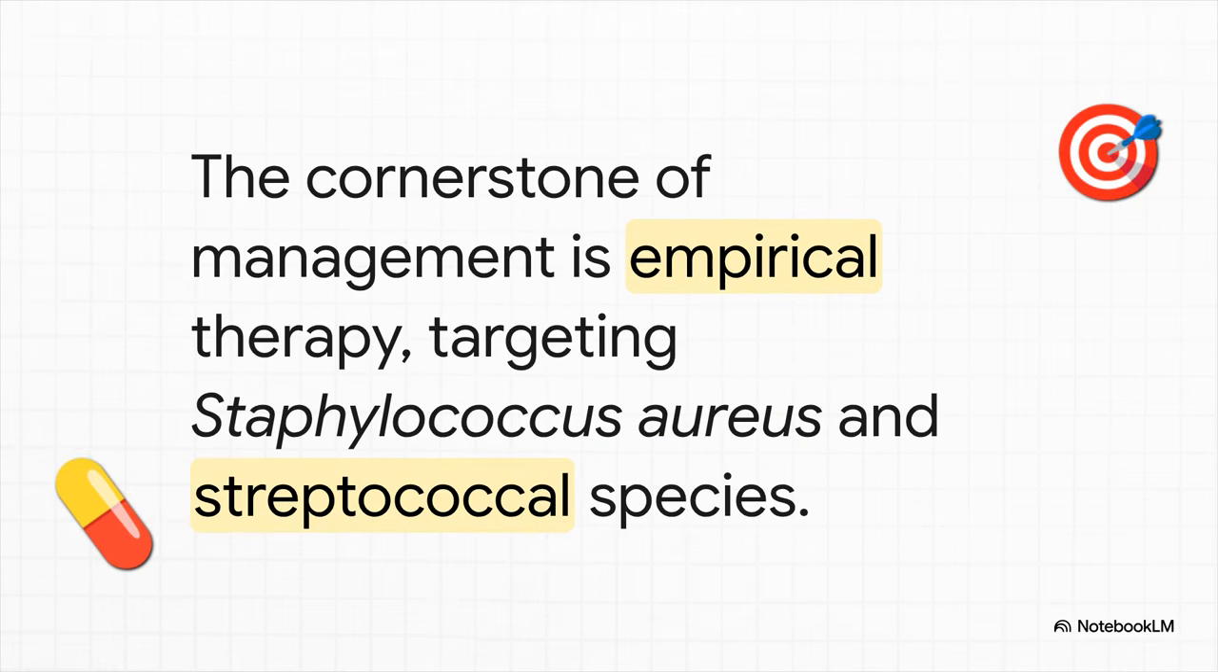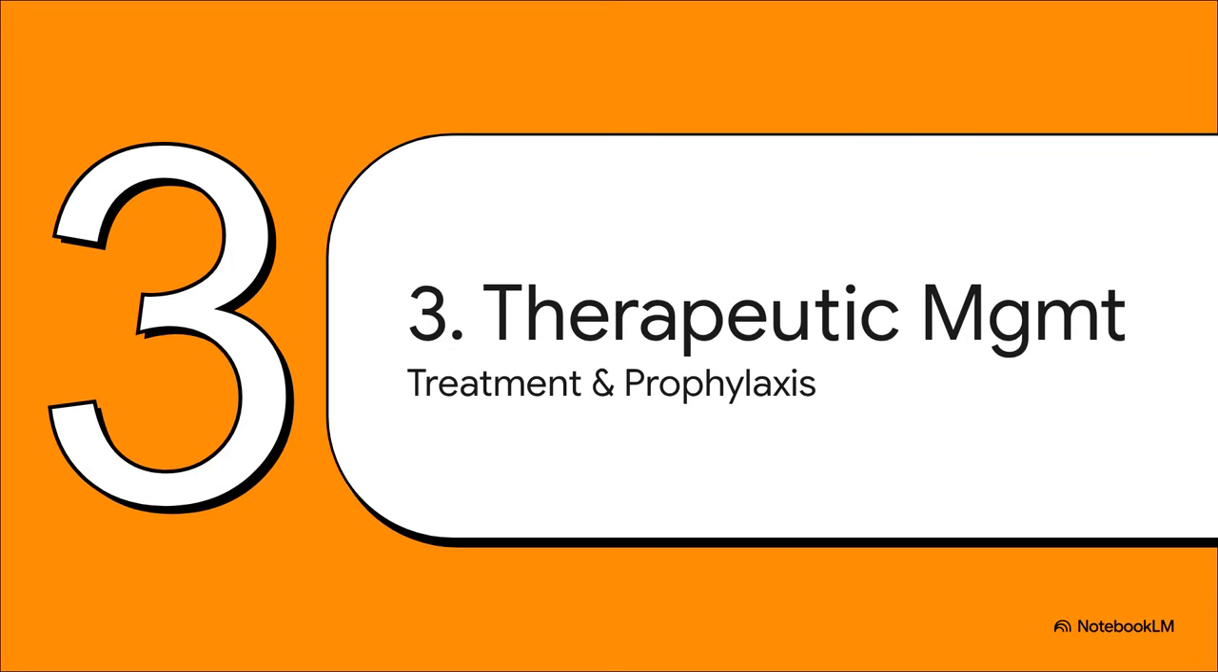So, what does all this mean? It means we can't afford to wait for culture results that probably won't tell us anything anyway. Management has to be empirical. We have to start treatment right away, targeting the usual suspects: beta hemolytic strep, which is the most common, and Staphylococcus aureus.